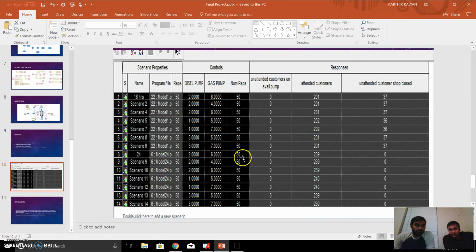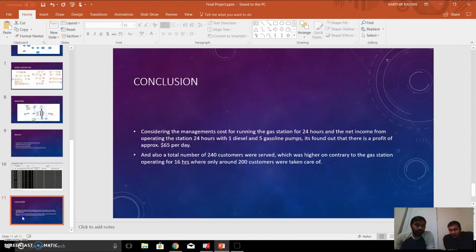So we find that is the optimal solution because one and seven gas pumps is pretty much the same, but then installing two more has a higher capital cost for the management. So around 240 customers or so, like I said before, in comparison to the 16 hours, which serve around 200 customers, and 36 or 37 were left unserved. So that's pretty much it for our project.